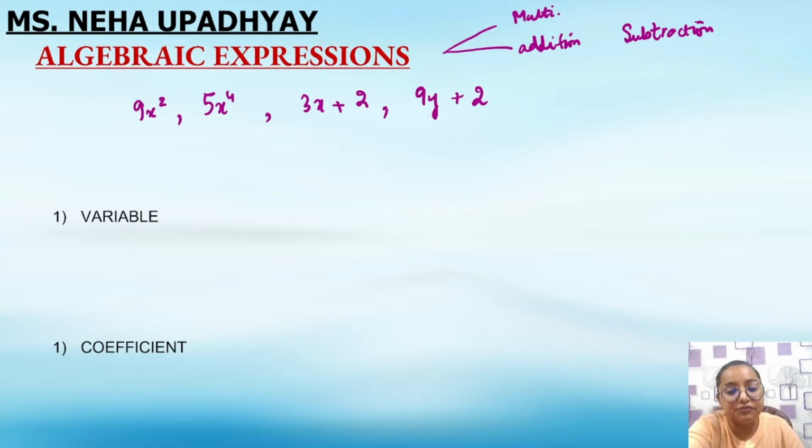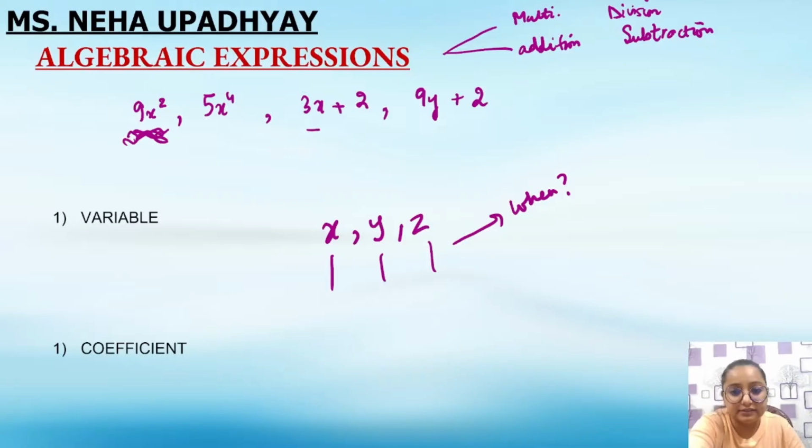All right. Now the question comes, in that algebraic expression, what is a variable? If I talk about 9x square, what do you understand by variable? So variable is a term, for example, x, y, z. We can say x is also a variable, y is also a variable, z is also a variable. But when we call them variables, it means that they can take any value.